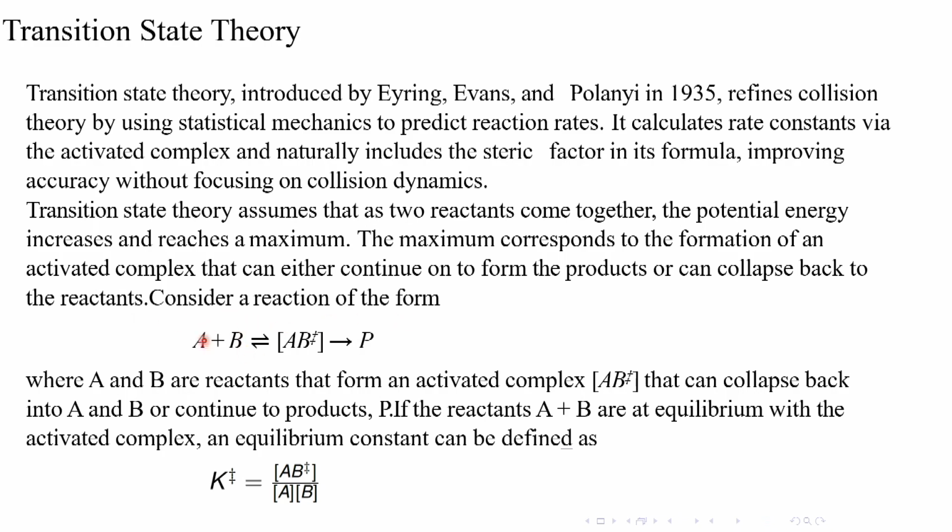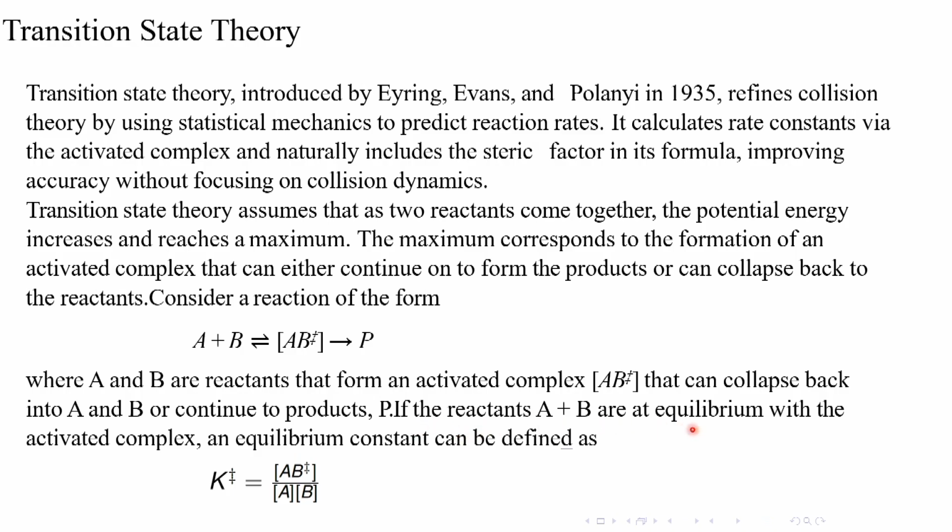Consider a reaction of the form like this. A and B form an activated complex AB. So AB is the activated complex, and then it leads to products. Where A and B are reactants that form an activated complex AB, this, as I already discussed, can collapse back. So it can come back to A and B without going to product P, or continue to product P.